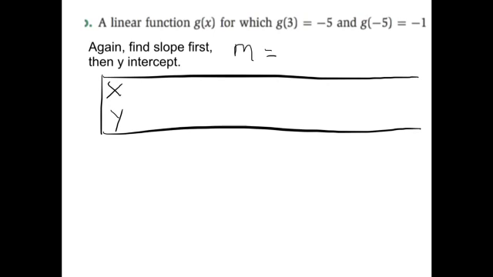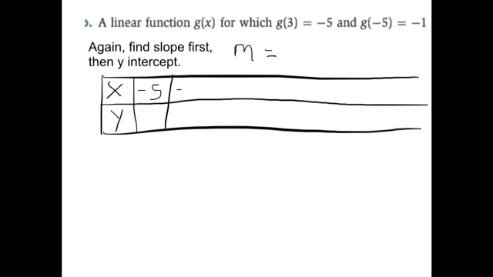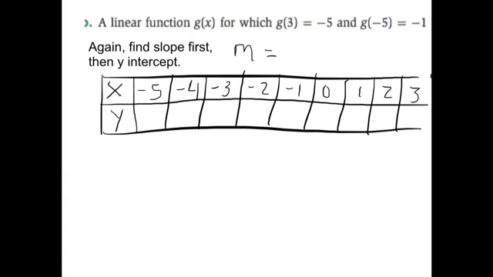X is always on the top, and y is on the bottom. We know that when x equals -5, y equals -1, and since -5 is way lower than 3, let's plug these numbers into a table and see what we can get. So this is -5, -4, -3, etc. Hope I have enough room. Just made it. There we go. Now we know some of the values.